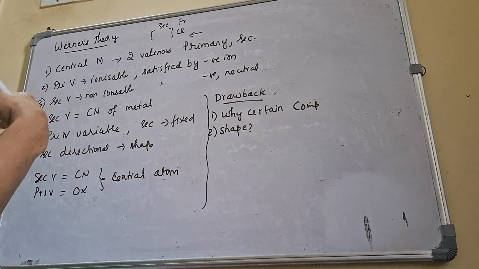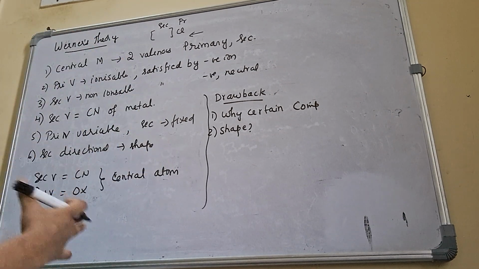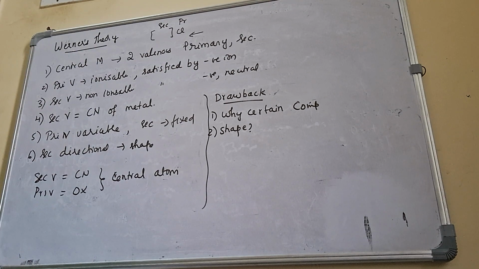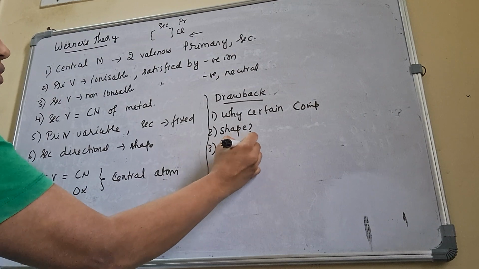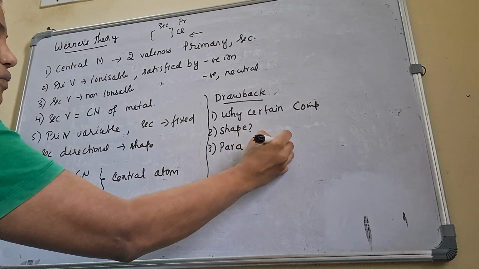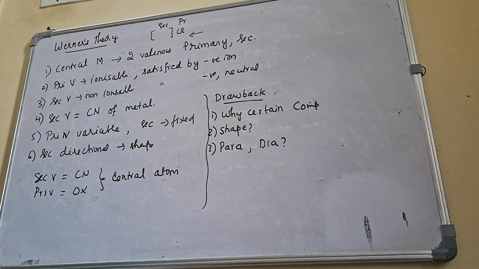For this compound, why is the shape octahedral? For this, why is it square planar? He could not explain that. Alright. He also could not explain why some are paramagnetic and why some are diamagnetic. That also he could not explain. Now there are three main things which he could not explain in his theory.